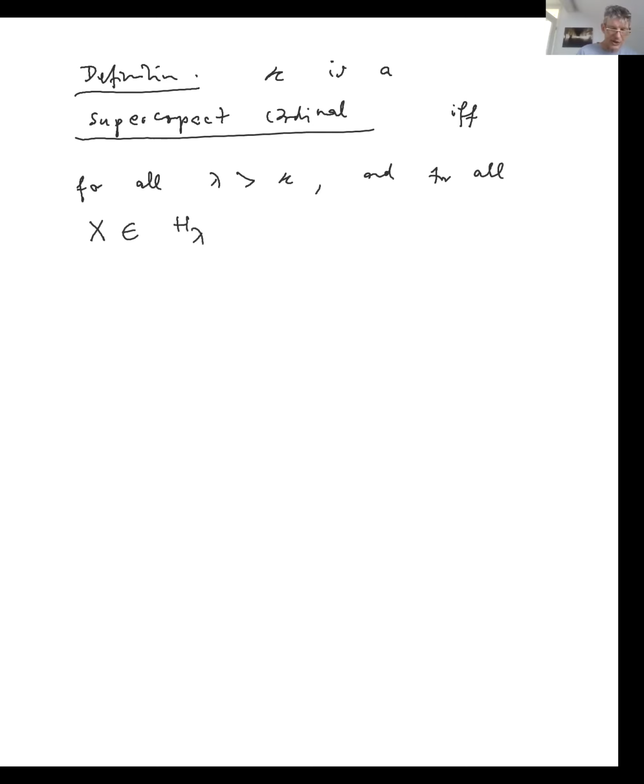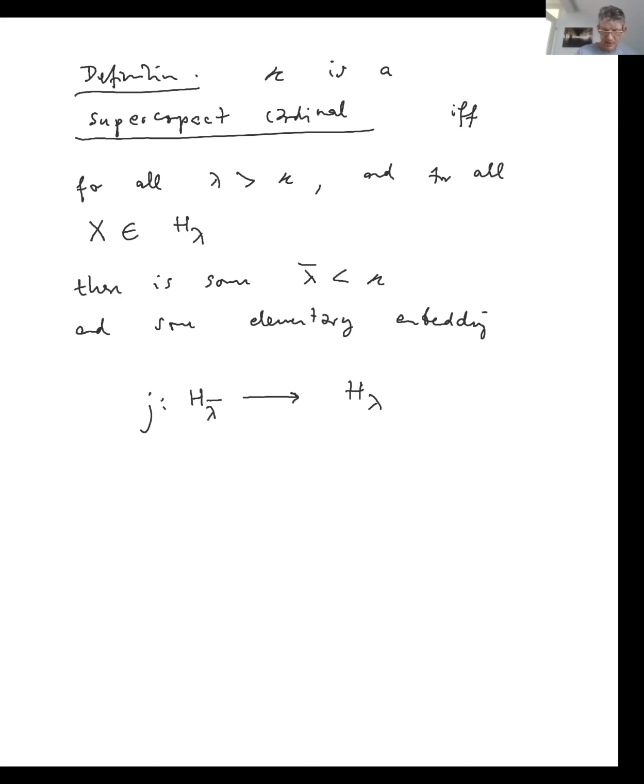in H sub lambda. So H sub lambda is the collection of all sets which are hereditarily of size less than lambda. Instead of working with H sub lambda here, you could also work with V sub lambda, which is then truly a regular initial segment of the universe. It doesn't really matter. It's kind of a matter of taste if you work with the H hierarchy or with the V hierarchy. Sometimes a little bit more handy to work with the H hierarchy. There is some lambda bar less than kappa, also a cardinal, and some elementary embedding J, which goes from H sub lambda bar to H sub lambda, such that two things are true.